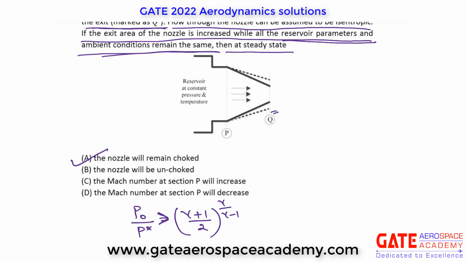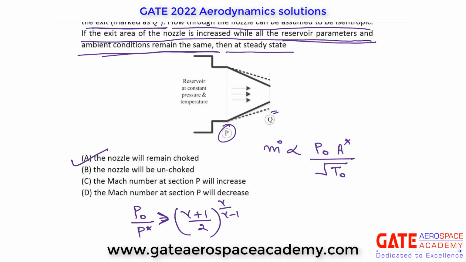Now they are also asking about the Mach number at section P, right? It will increase or decrease. In class we also derived the mass flow rate for a choked convergent nozzle, right? So I'm not going to write the complete equation, but from that formula we came to know that the mass flow rate for a choked convergent nozzle is directly proportional to P naught A star, the throat area, and inversely proportional to the square root of the stagnation temperature of the tank, correct?